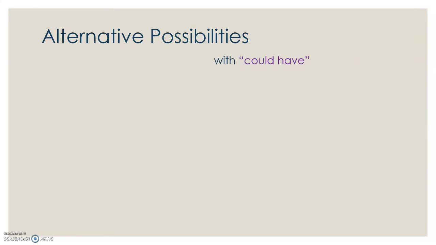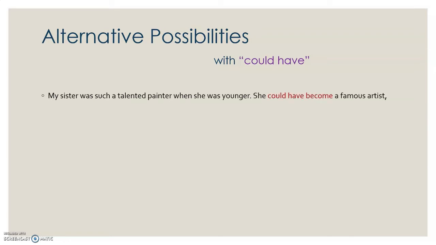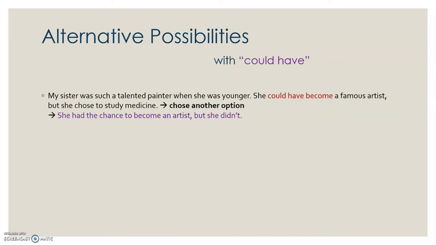Okay, let's look at alternative possibilities in the past with could have. Here's an example. My sister was such a talented painter when she was younger. She could have become a famous artist, but she chose to study medicine. So she had an option in the past, but she didn't choose that option. She chose another option. This was a possibility in the past, but it wasn't realized. It didn't happen. It could have happened, but it didn't. She had the chance to become an artist, but she didn't.